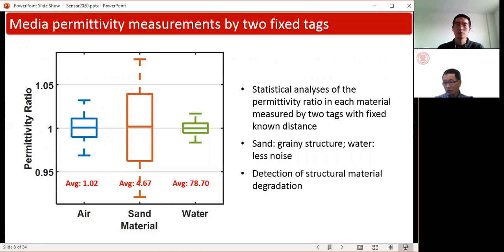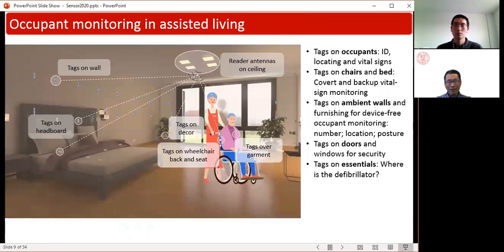And these can be used for detection of structure material degradation. Say you have a metal structure inside a cement block, and it gets rusted. The permittivity changes, and we can read that from externally. Next slide. And let me switch to another possible use for these passive RFID tags.